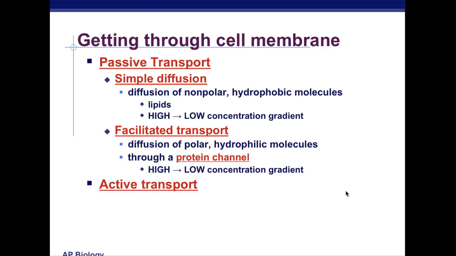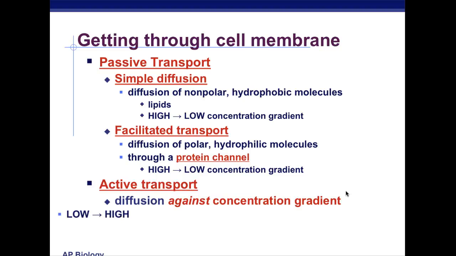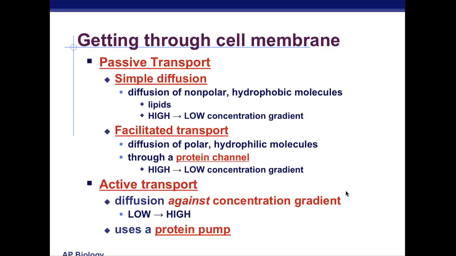Active transport, however, goes the opposite direction. So this is diffusion against the concentration gradient. Really the pumping of molecules against the concentration gradient from an area where we have a low concentration to high concentration. And in order to do this, it's going to use a protein pump and requires an input of energy in the form of ATP.